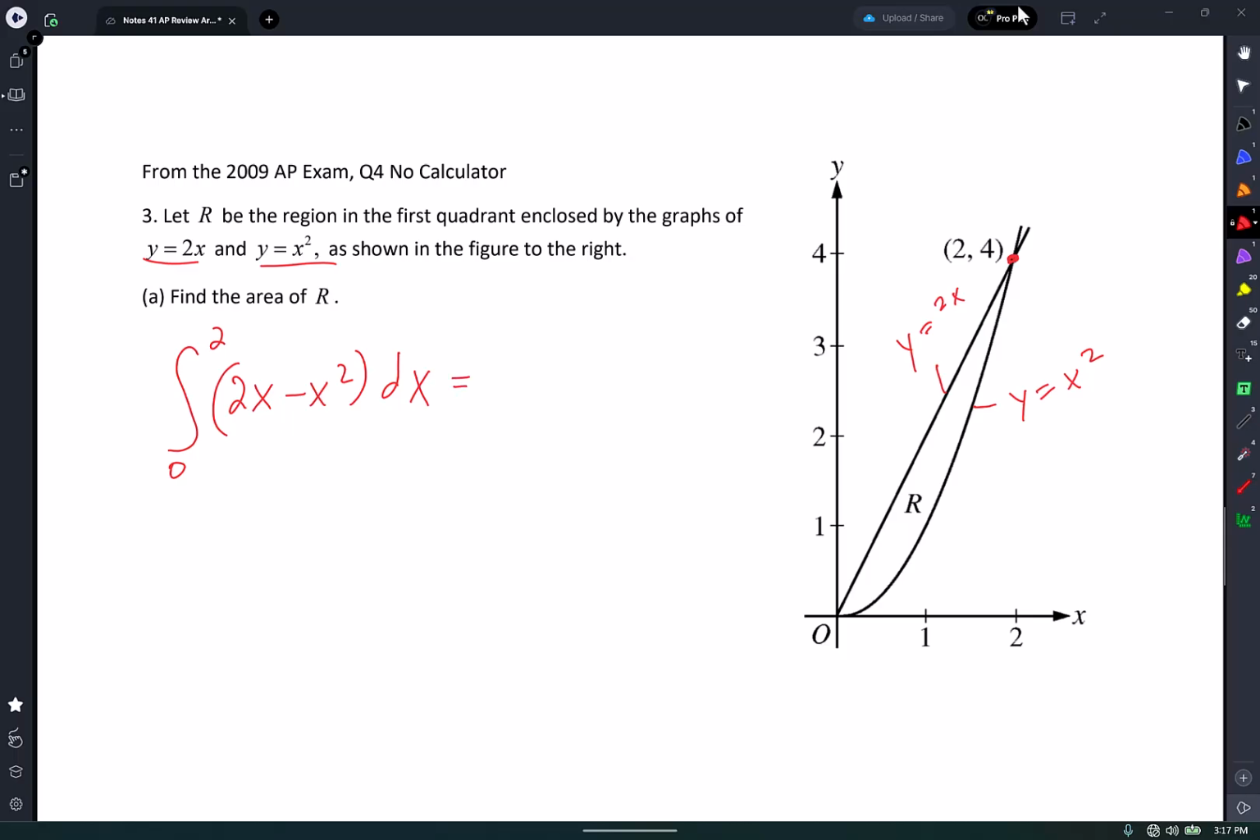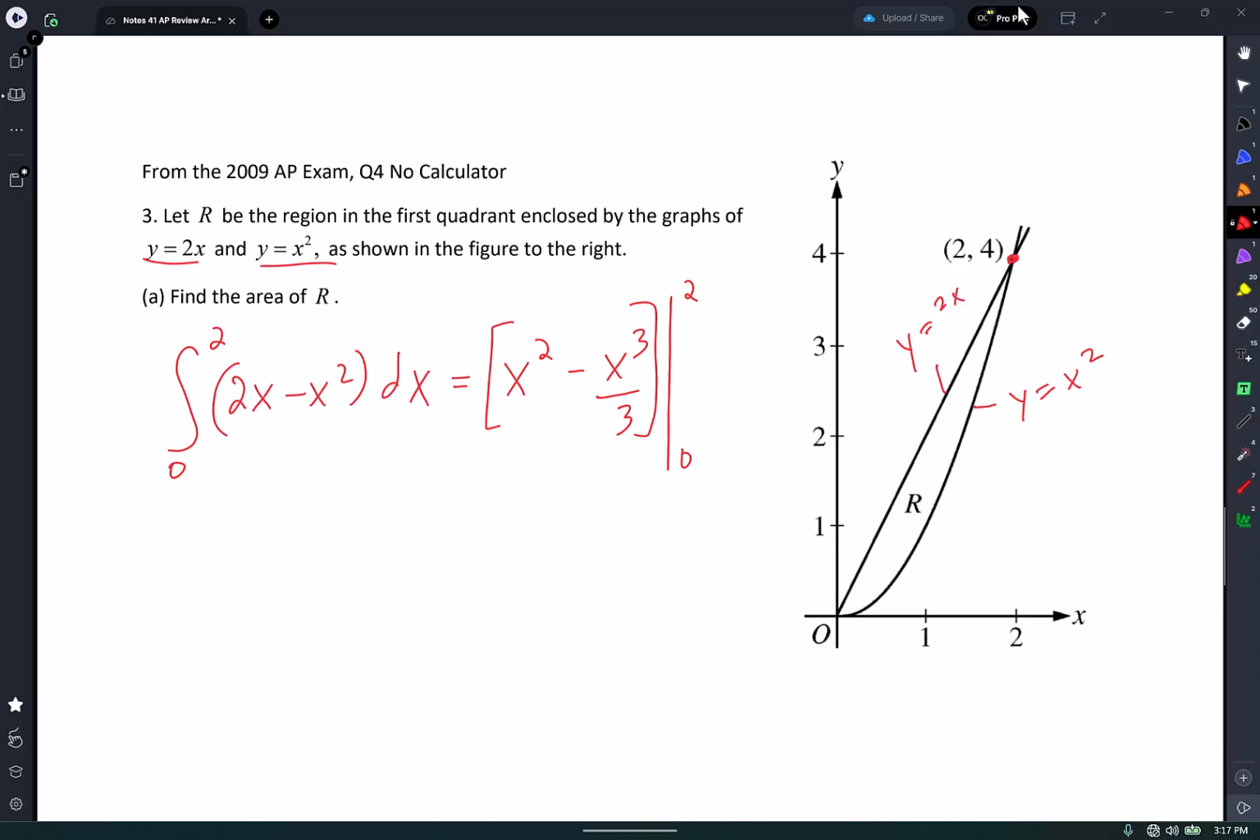They want to see you do an antiderivative. They want to see it. So definitely you have to show it. What's the antiderivative of 2x? x squared. What's the antiderivative of x squared? x cubed over 3. There you go. I'll put a line. Lower limit 0, upper limit 2. If you want to put a bracket, that's fine. No big deal. Are we still okay?